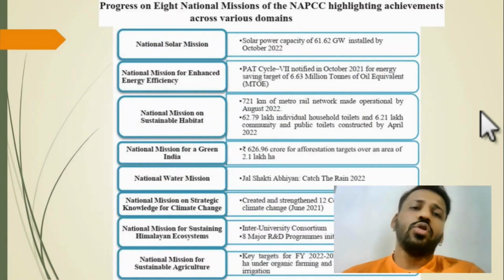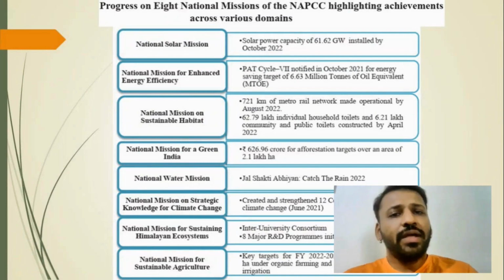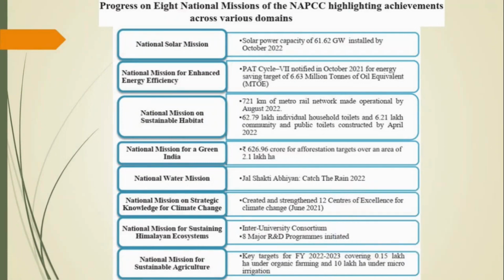The economic survey also places very high importance on various aspects, specifically the 8 national missions which have been started for transitioning India into a greener economy. This economic survey has given this chart, the NAPCC, highlighting achievements across the various domains. So what are these achievements? The first important thing that the government has started is the National Solar Mission. So what does it say? Solar power capacity of 61.62 gigawatt installed by October 2022.